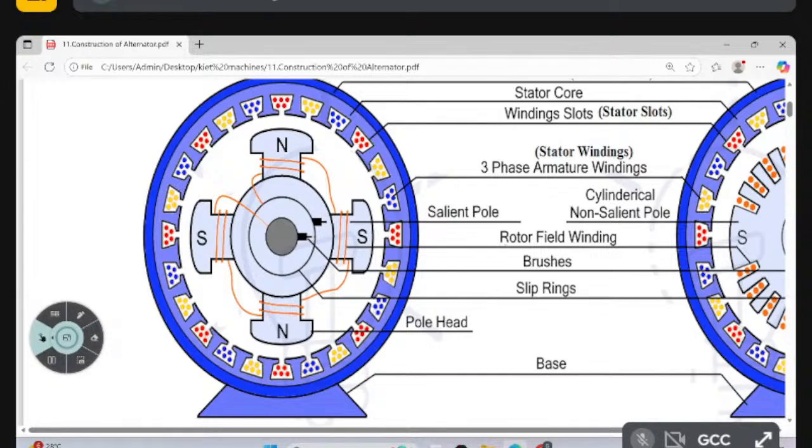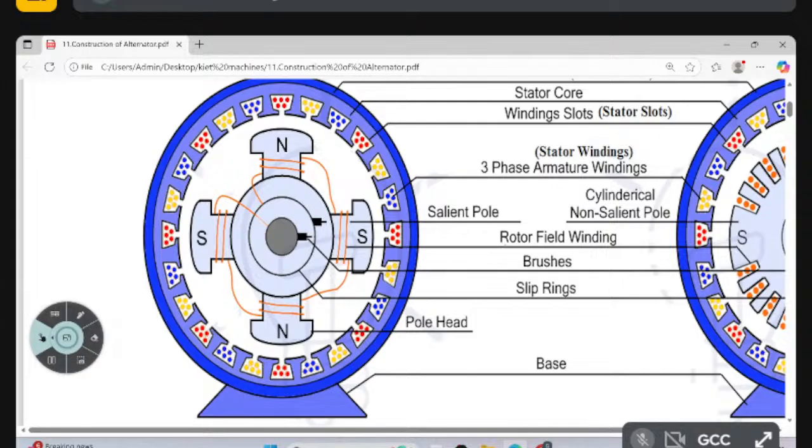So here also the same principle. But what is the difference? In the DC generator, the field is constant and the rotor is rotating. But in the alternator, the AC generator, the field is rotating and the conductor is constant. This is constant, this is rotating.